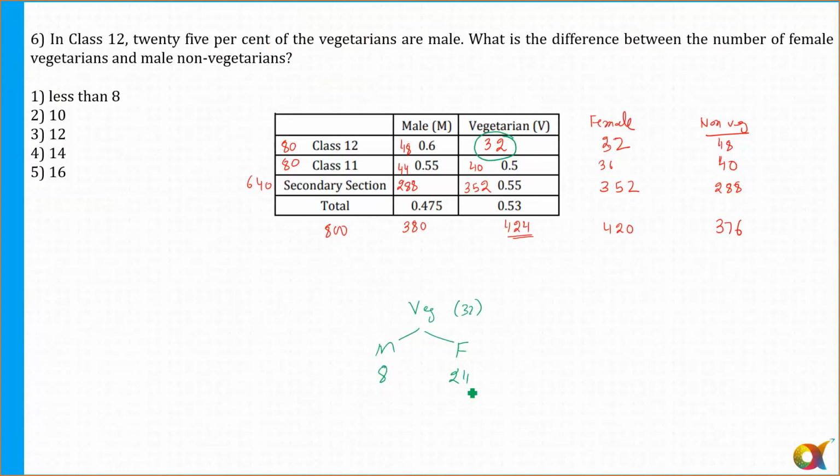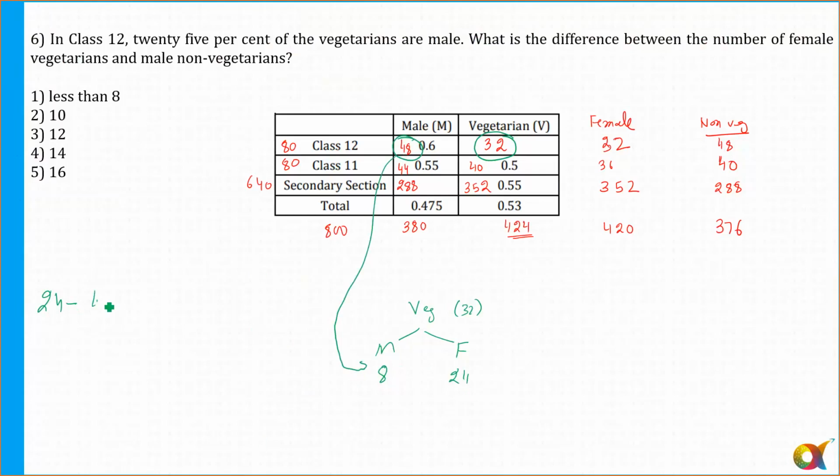Okay. So the question is, what is the difference between the number of female vegetarians and male non-vegetarians? So the number of female vegetarians is equal to 24. So we need to find out the male non-vegetarians here. We know that the total number of males here is equal to 48. And out of this 48 male, 8 of them are vegetarian. So how many of them are non-vegetarian? 48 minus 8, that is equal to 40.